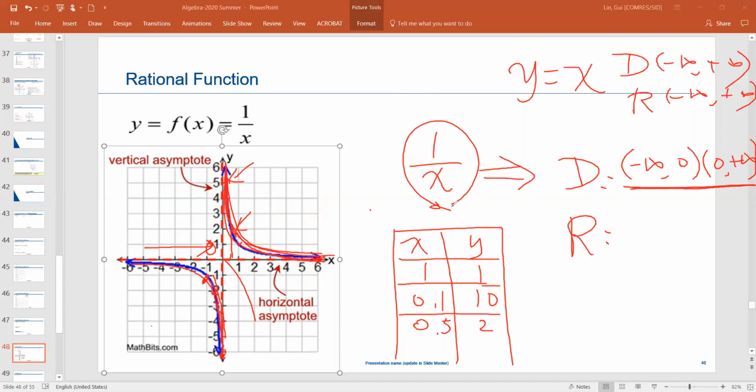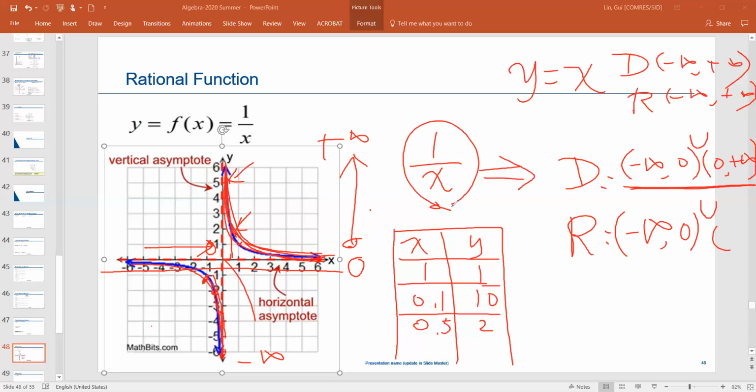So you can see what the range of this one is. It goes to negative infinity, right? It is close to 0, but never equals 0. And on the upper part, it goes from close to 0 to positive infinity. So the range would be negative infinity to 0, and positive 0 to positive infinity, and it should be saying "and" means this one.